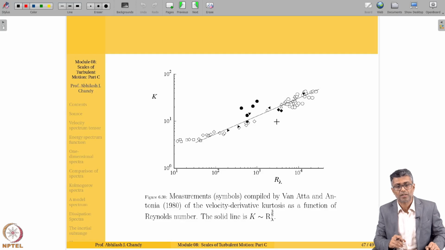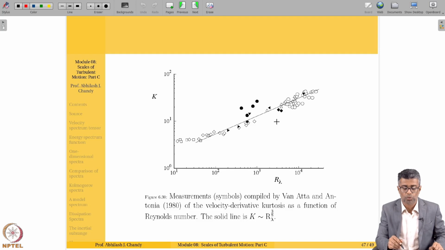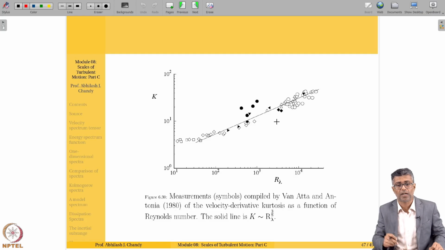As you can see, they are continuously increasing. These symbols are measurements. These are experiments coming from different kinds of experiments: squares, triangles, solid circles, solid triangles, all shown here. And if you see a trend line, a curve fitting line here, that line is continuously increasing, right? So the solid line is K is R lambda to the 3/8. So it fits with that kind of trend line where with increase in lambda, you are seeing an increase in kurtosis. And that is what is happening.